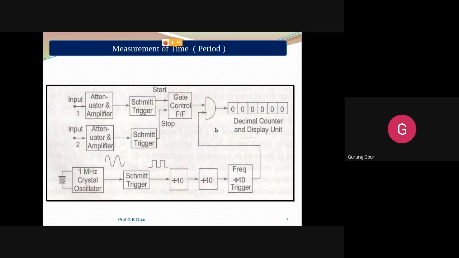Wait a minute. Okay. I think it is disconnected in the middle.